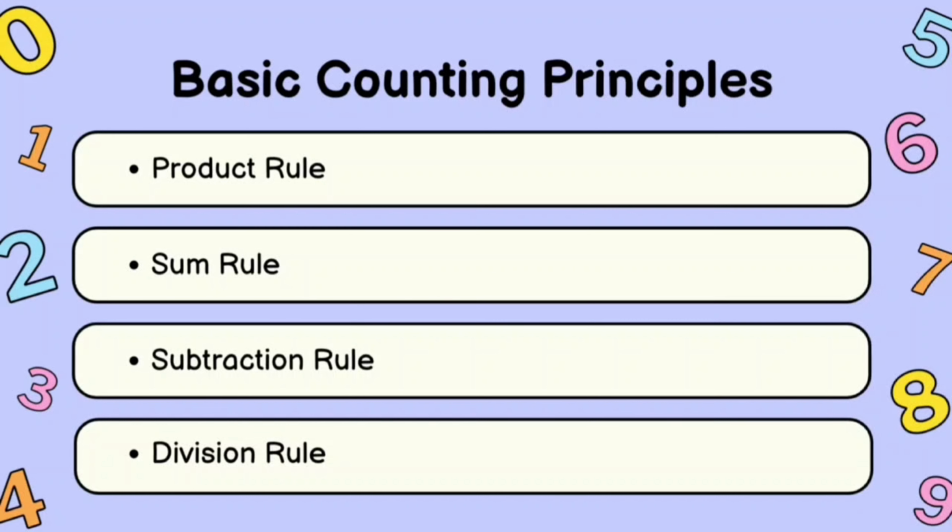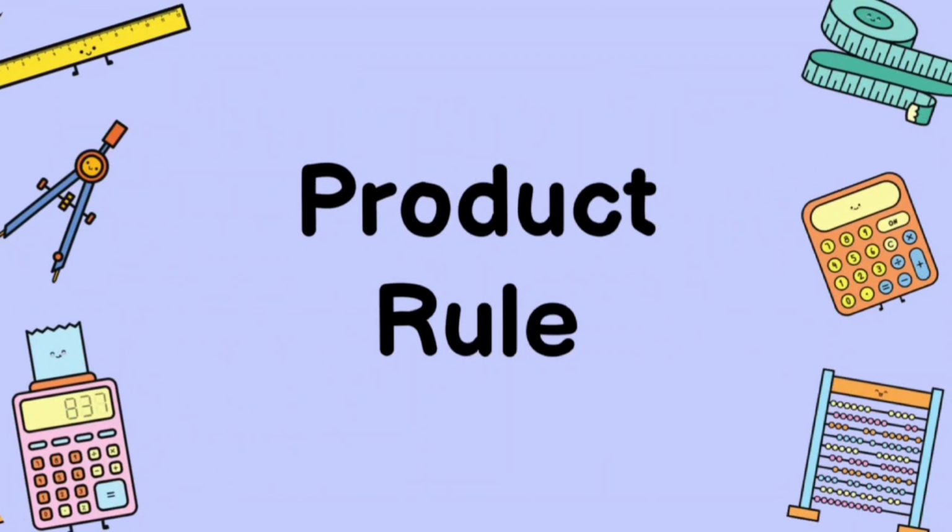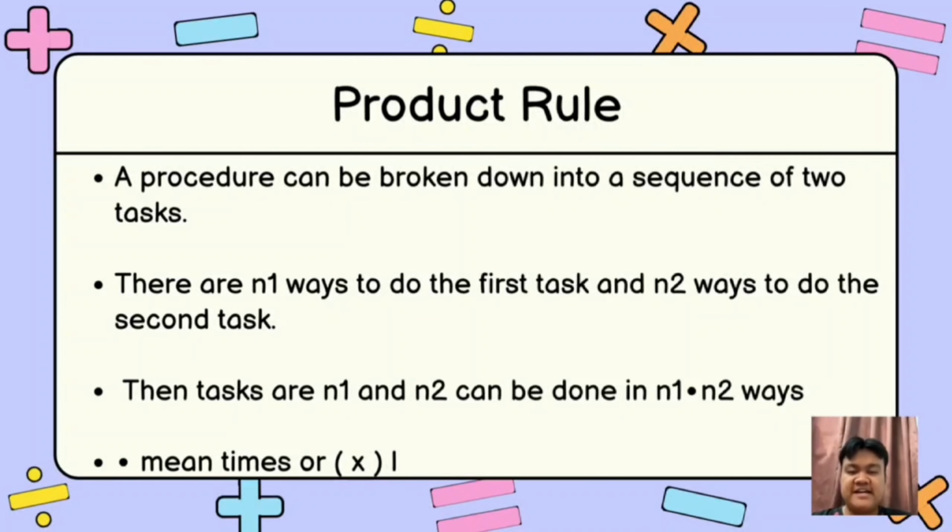There are four types of basic counting principles, namely the product rule, sum rule, subtraction rule, and division rule. Product rule: if a procedure can be broken down into a sequence of two tasks, and there are n1 ways to do the first task and n2 ways to do the second task, then the two tasks can be done in n1 times n2 ways.